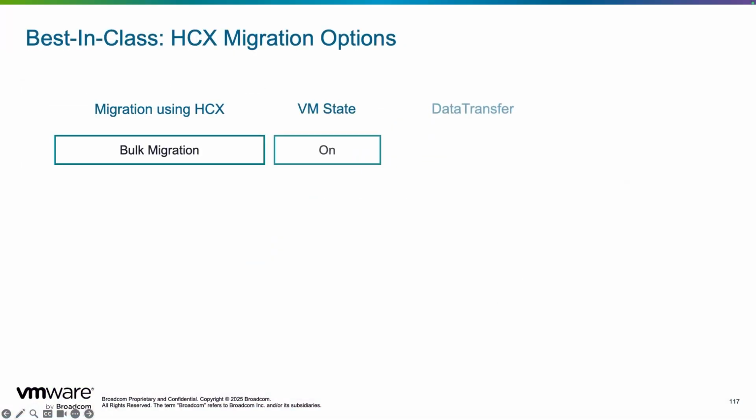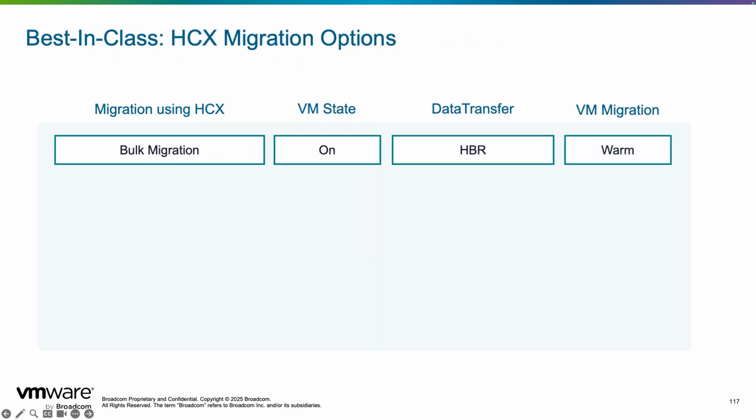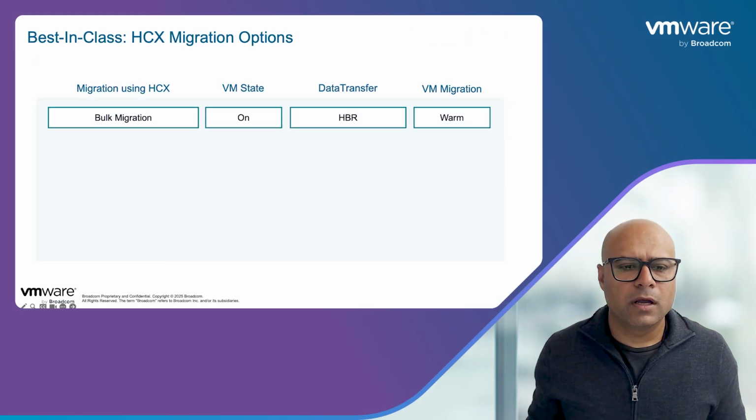So next, let's take a deep dive on the available migration types within HCX. Here I have a list of different migration types. We'll go over one at a time in depth. Let's start with bulk migration.